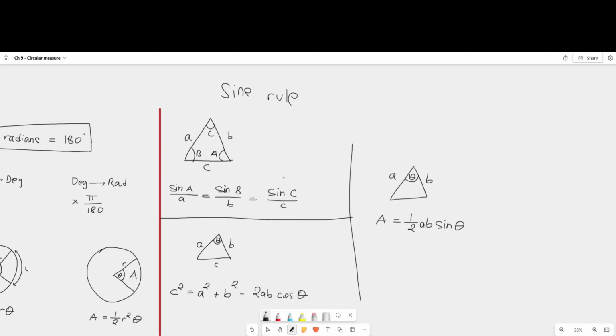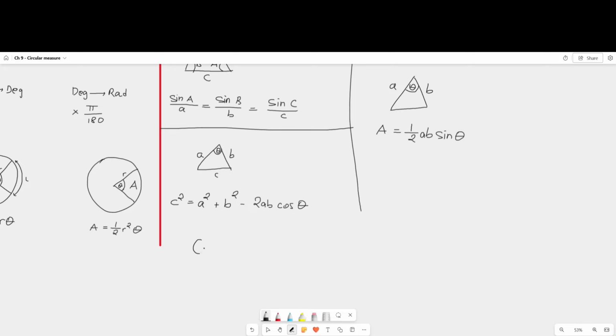The sine rule basically states, given a triangle such as this one, sine A divided by a is equal to sine B divided by b is equal to sine C divided by c. So essentially, the sine of an angle divided by the side opposite to that angle is equal to the sine of another angle divided by the side opposite to that angle. That's just the sine rule.